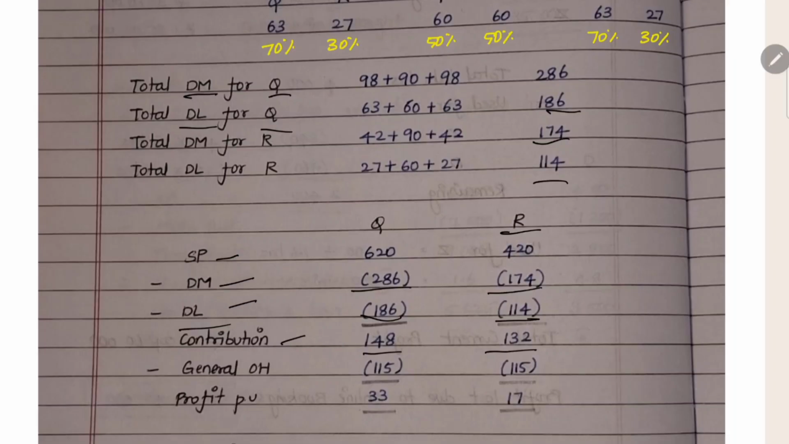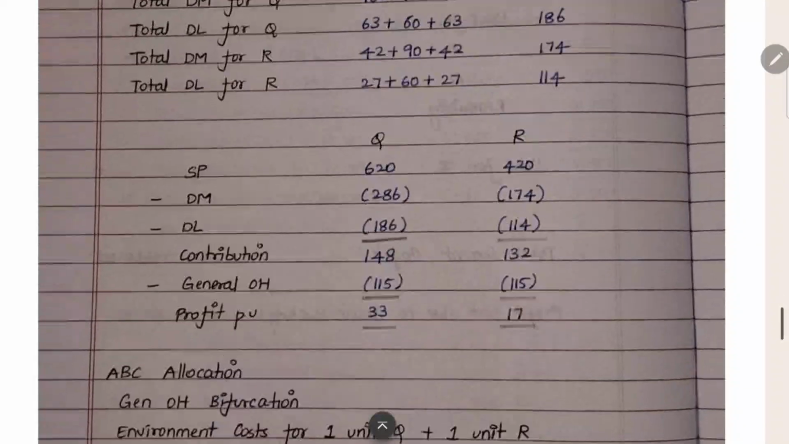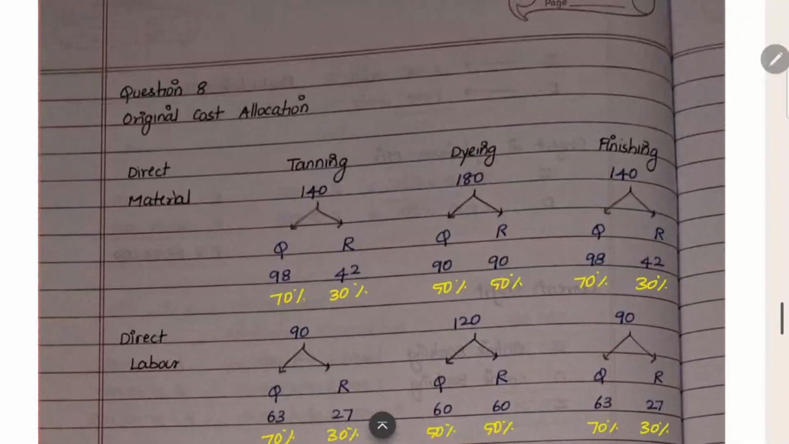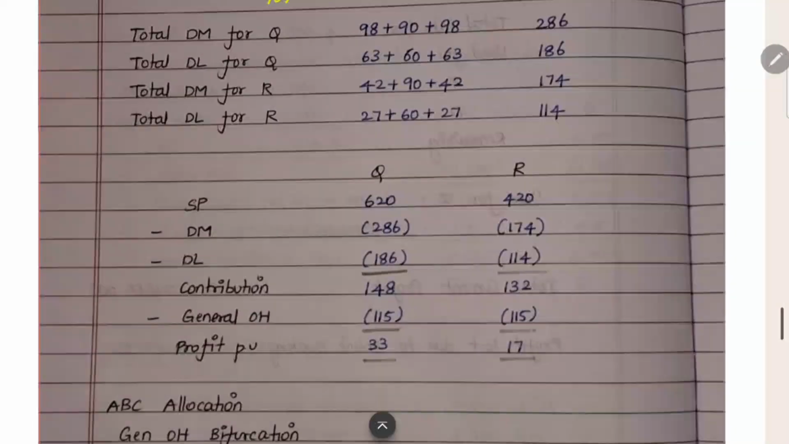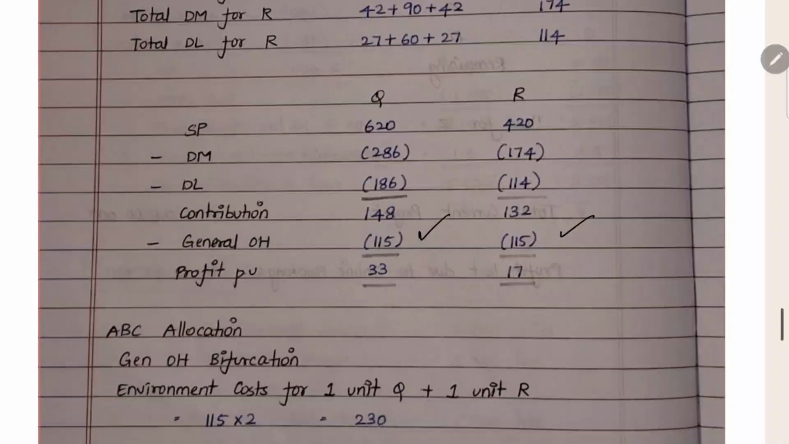After that, you have to use the blanket overhead rate because we are doing it as per the original cost allocation. You are reducing the blanket overhead rate. You are thinking of it as a fixed cost and then using it as a blanket absorption rate. You are getting the profit per unit of 33 and 17. Now, this is the profitability as per the original cost allocation.